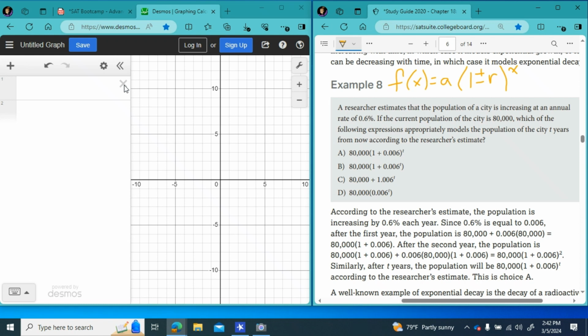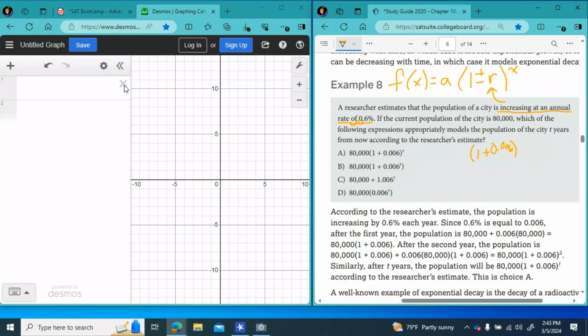So if we are increasing at an annual rate of 0.6%, that's going to tell us right here that this r, we're going to add the rate to the 1 inside of our parentheses. So 1 plus the rate of 0.6%. We're going to move our decimal 2 times, or divide it by 100, right? 0.006. And look, lucky enough for us on the SAT, it's all the same decimal for that 6 anyway.